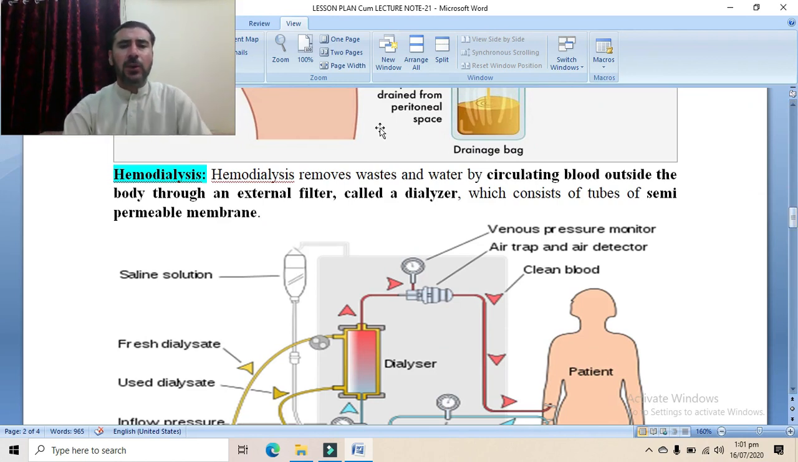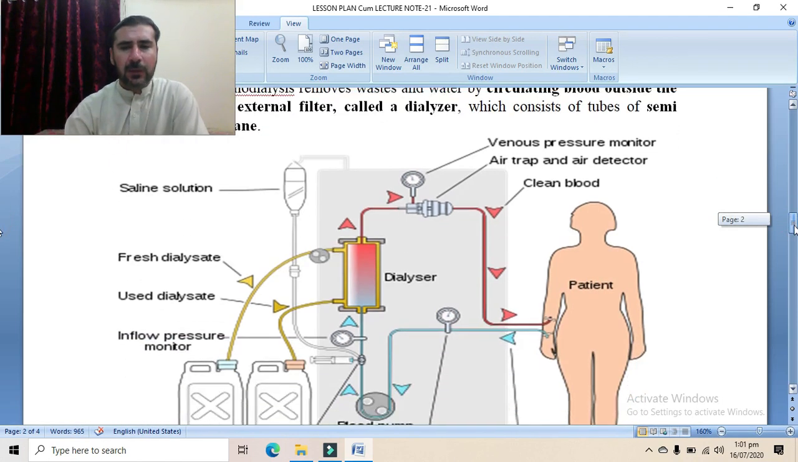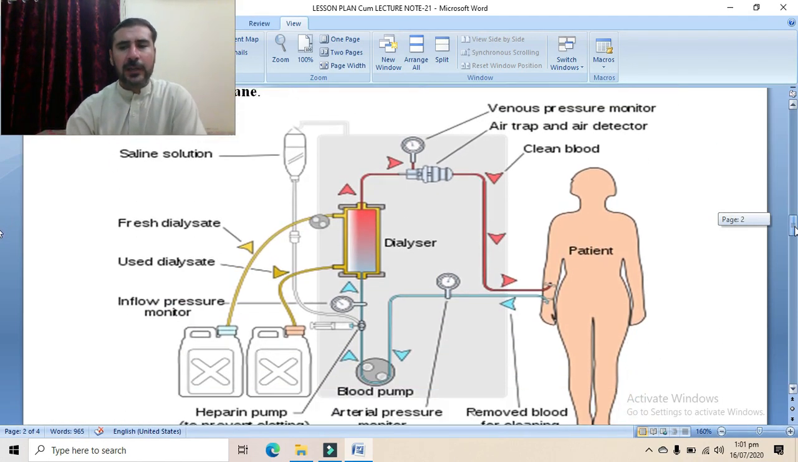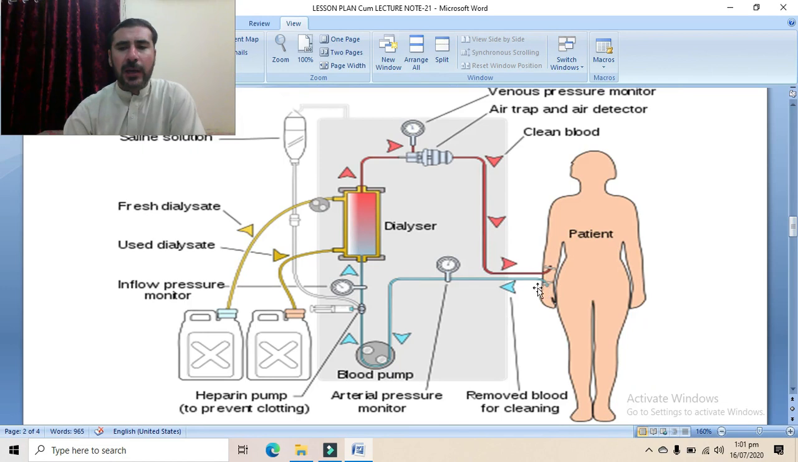Hemodialysis. Hemodialysis removes waste and water by circulating blood outside the body through an external filter called the dialyzer, which consists of tubes or semi-permeable membranes. Now we will explain this process diagrammatically. In hemodialysis, two catheters are used.